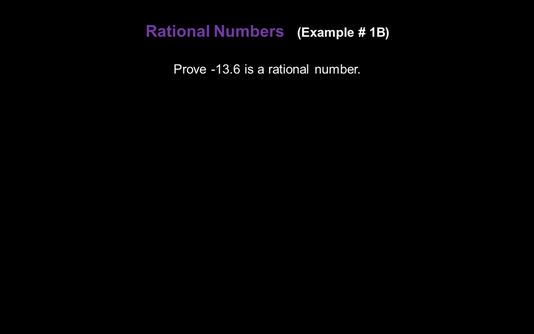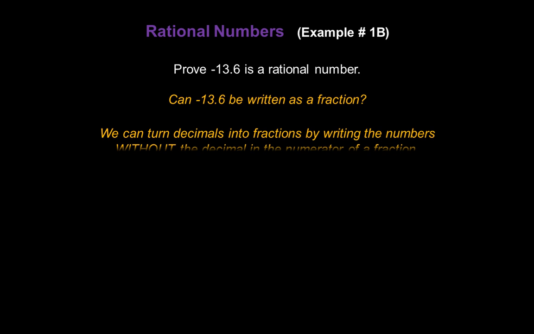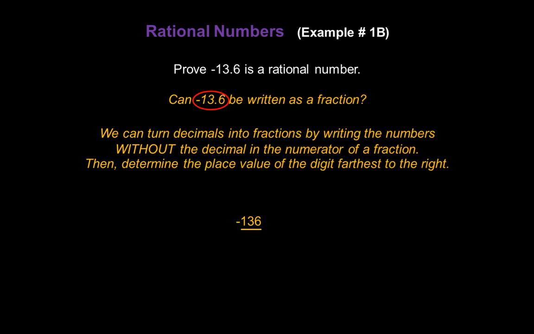Prove that negative 13.6 is a rational number. Well, can negative 13.6 be written as a fraction? You know it can. We can turn decimals into fractions by writing the numbers without the decimal in the numerator of a fraction. So take a look at negative 13.6 above. Pull the decimal out and everything else goes in the numerator. So we put negative 136 in the numerator of a fraction.